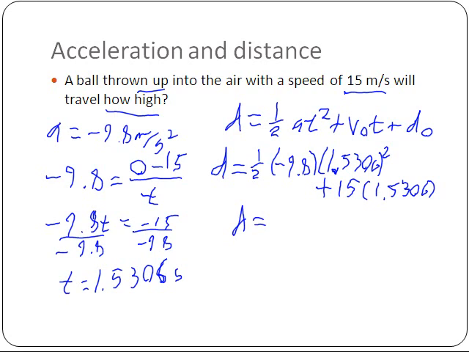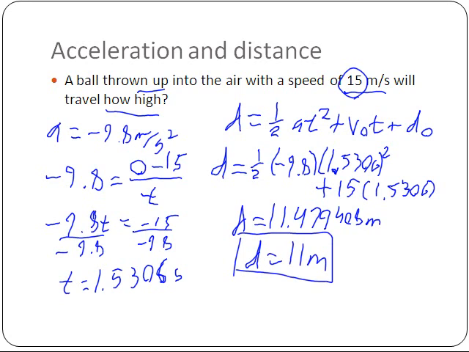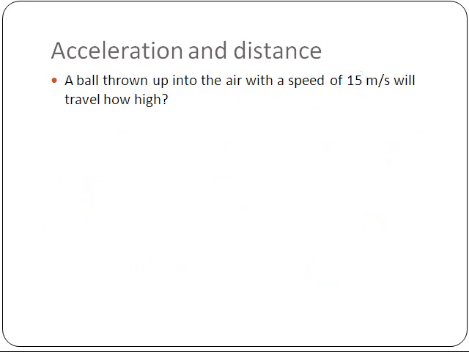And so doing that, I solve this out, and I end up with 11.479408 meters. Significant figures: I got 15 right here, so this would be 2. So my final distance is basically 11 meters. So this ball would go 11 meters high. That's basically how you would do a simple problem like this. So let's take a look and move on to another one.